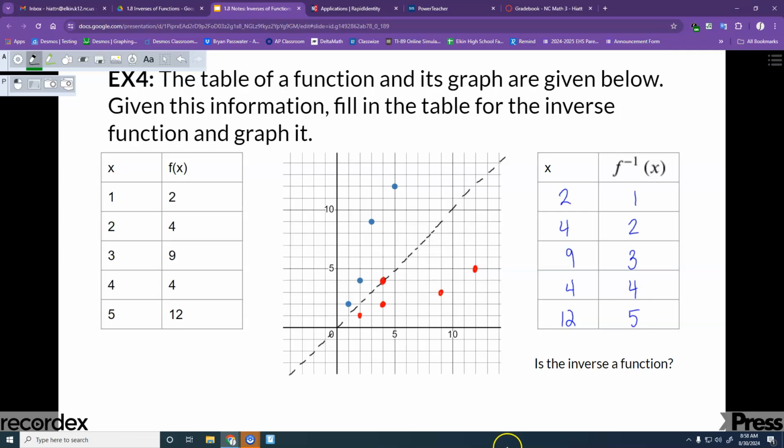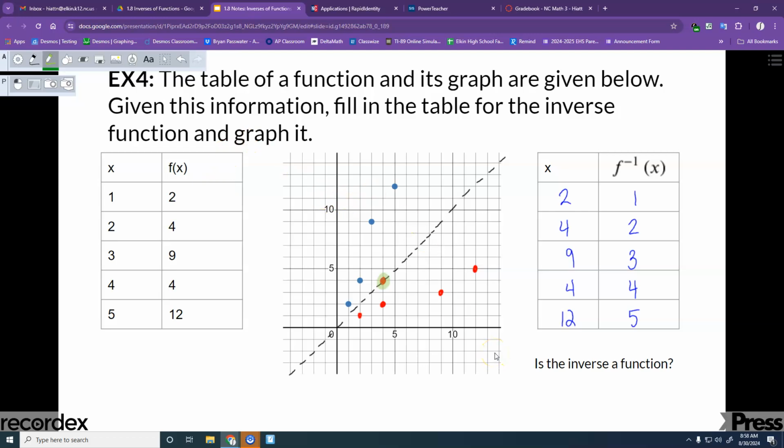Okay, does it look like we have reflected those points? The only one that doesn't look like it did anything is that point that is 4, 4. If you got a point on the line, it doesn't actually flip because it is on the line, right? But everything else just flipped right over that line.